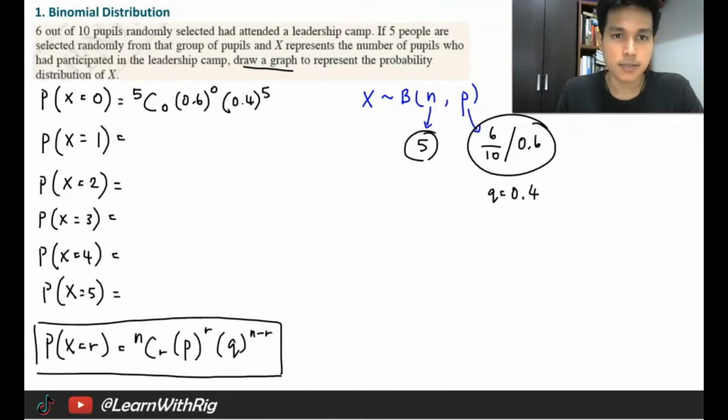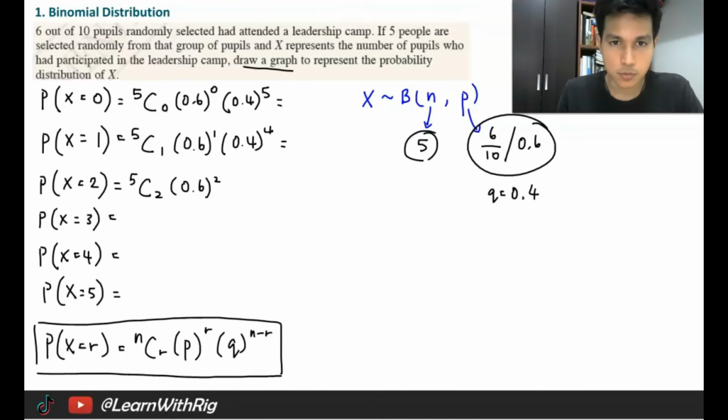Next, X equals 1. Wait, we will count the answers later, okay? So we're just going to write all first. So 5 choose 1. And then 0.6 power 1. And then 0.4 power 5 minus 1, which is 4. And then now you got X equals 2, right? So 5 choose 2. 0.6 power 2. And then 0.4 power 5 minus 2 is 3.